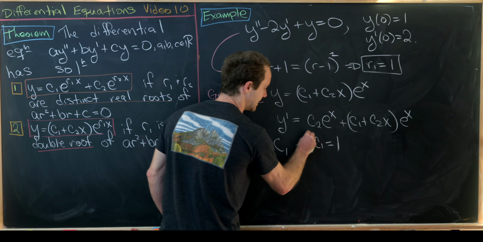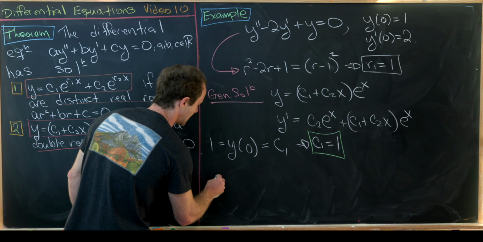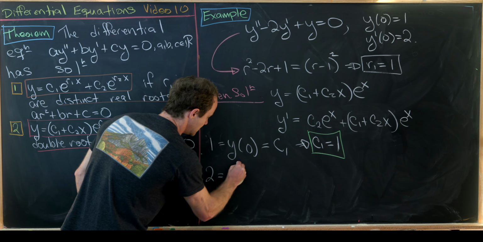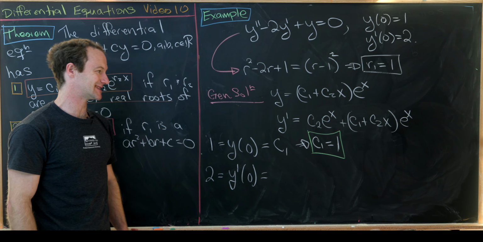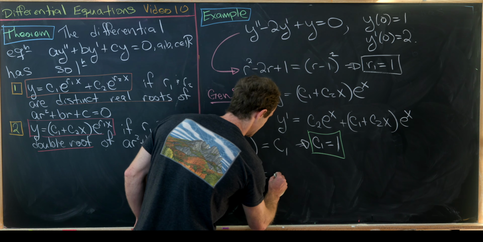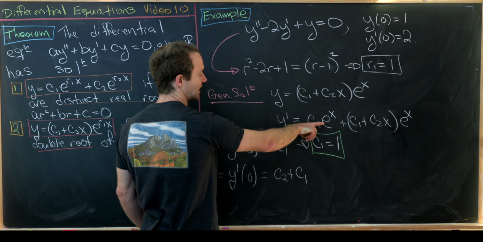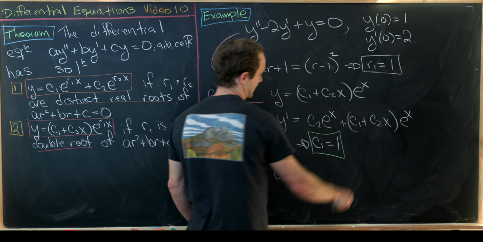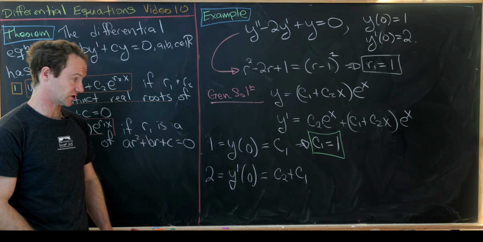We have determined one of our undetermined constants. Now let's calculate y prime of 0. On the one hand, it's 2 because that's given. On the other hand, it's something like c2 plus c1, just reading this off. e to the 0 is 1. Plugging in x equals 0 gives us 0 for the coefficient of c2 in the other term.